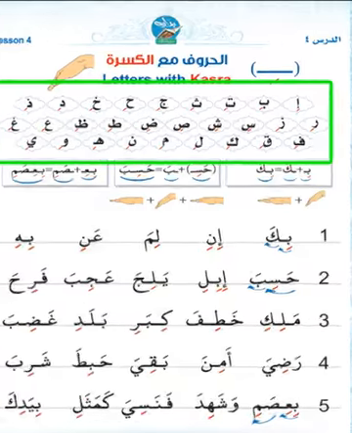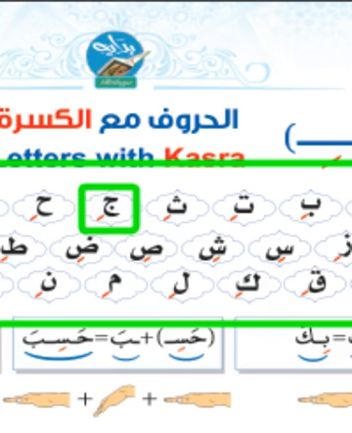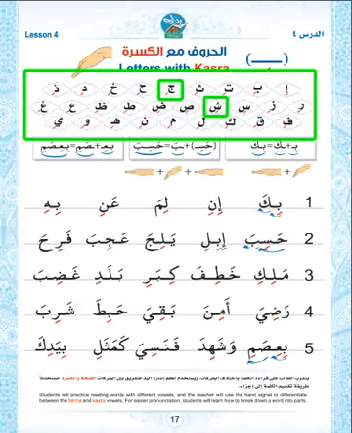So the student begins just by reading through all the alphabet with kasra, letter by letter. For example, Jim, kasra, Ji, Sheen, kasra, Shi, and so forth, until he or she has a general idea of how the kasra is drawn and where it goes underneath the letter.